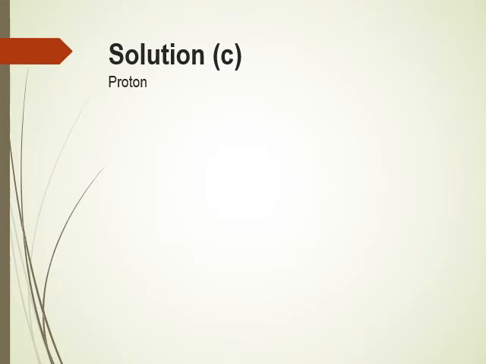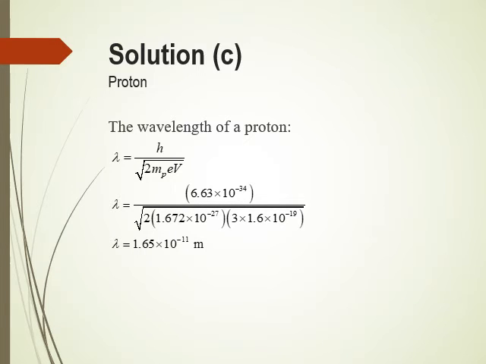Question C is asking for the wavelength of a proton. Since a proton again does not move at the speed of light, we are going to use lambda equals h over square root of 2meV to determine its wavelength. The difference between proton and electron is in terms of the mass. So you need to get the value of the mass from the list of constants. Substitute the values into the equation. You will then obtain lambda equals 1.65 times 10 to the power of negative 11 meter.